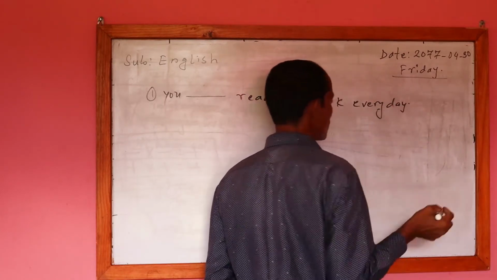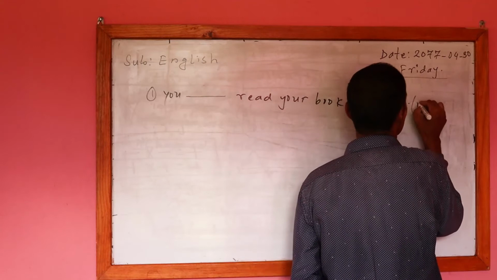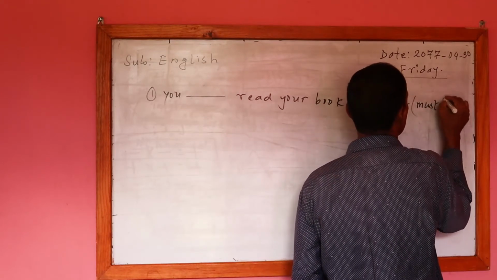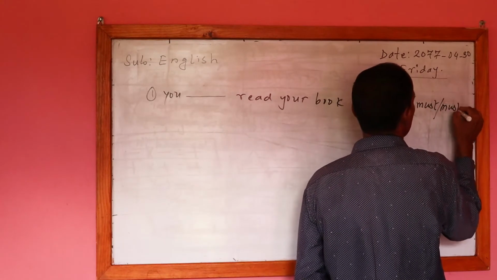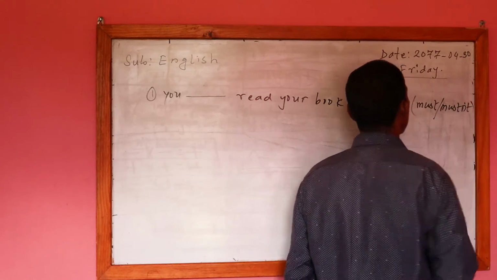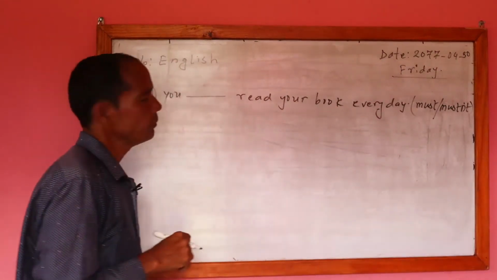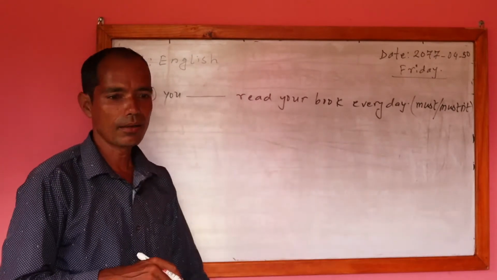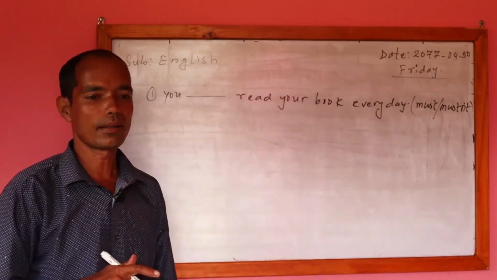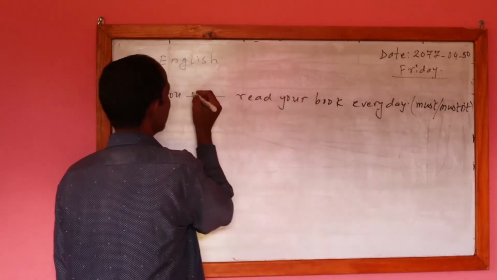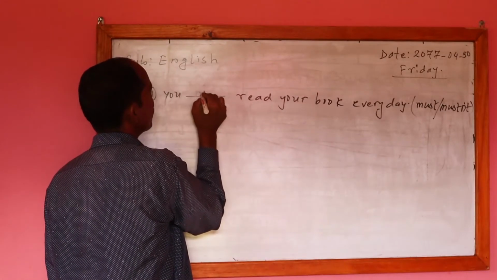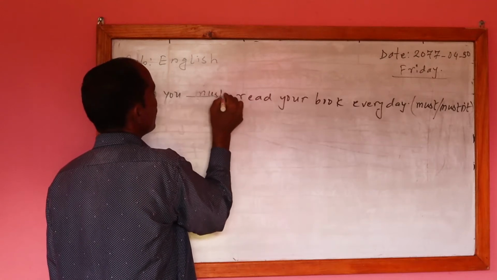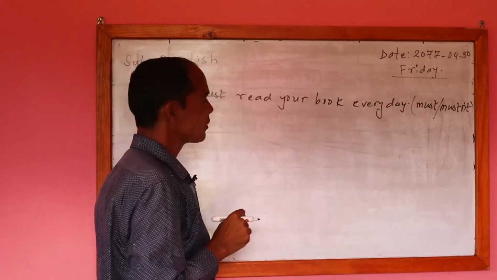If such a sentence is given, and the options are must and must not, then what would be here? Let's see. You must read your book every day, or you must not read your book every day. It means you must read your book every day. We have to say yes, it is the right one.